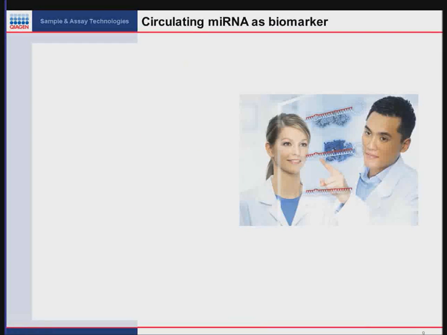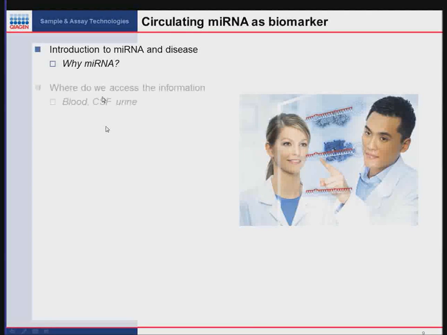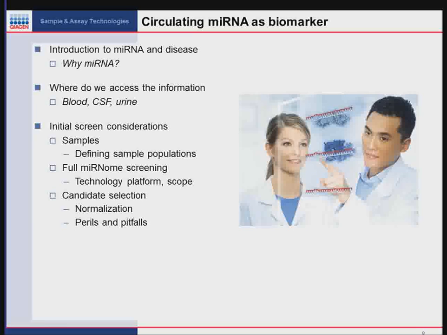So let's talk about circulating microRNA. And what I'd like to cover is an introduction to microRNA and disease. Why do we want to look at microRNAs? Where do we access this information? And as I mentioned, the least invasive would be urine. And we're also going to talk about blood and cerebrospinal fluid, but any other body fluid is a reasonable thing to extrapolate to in this talk.